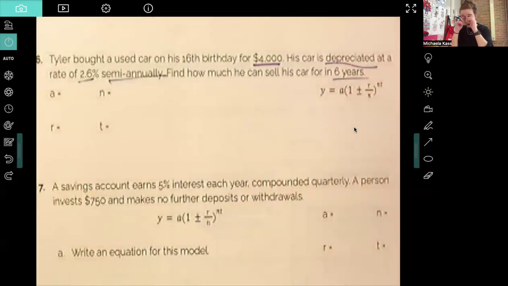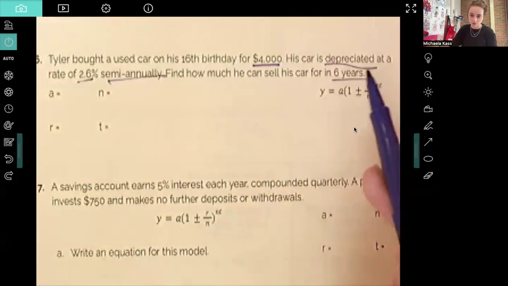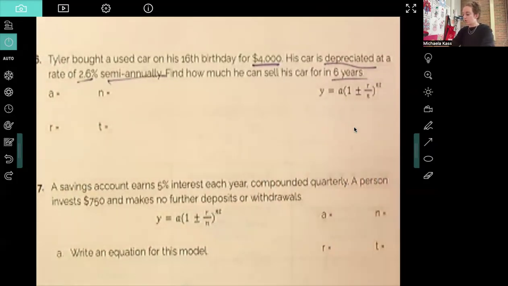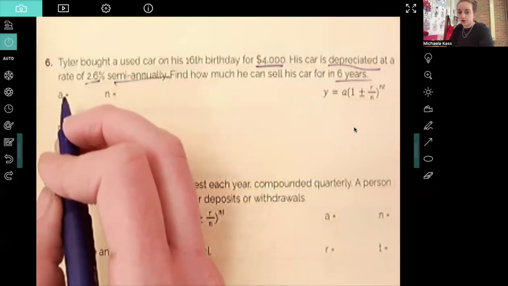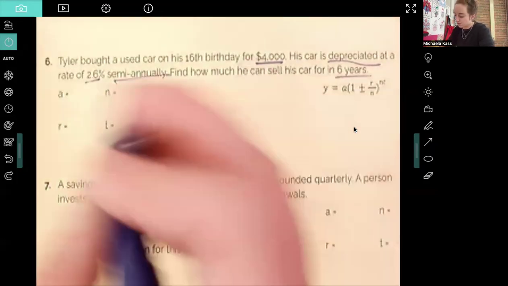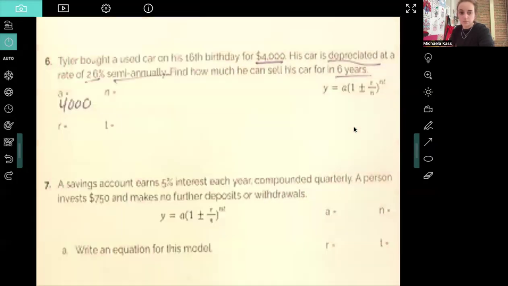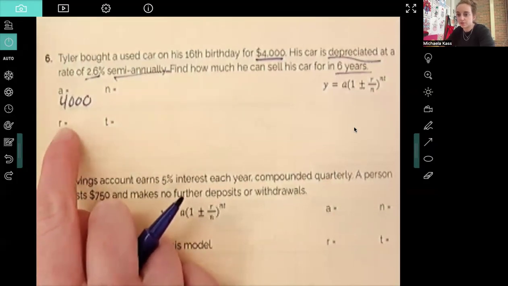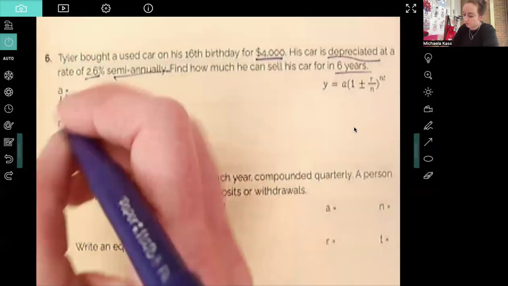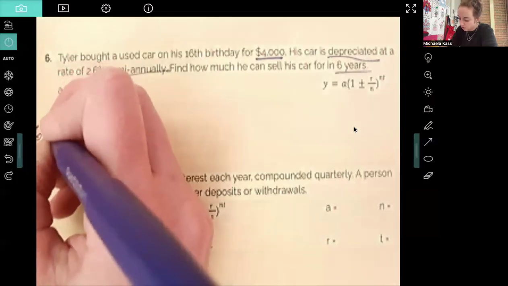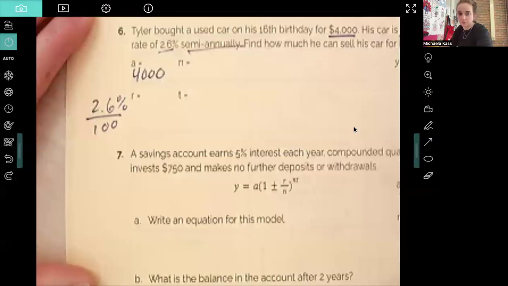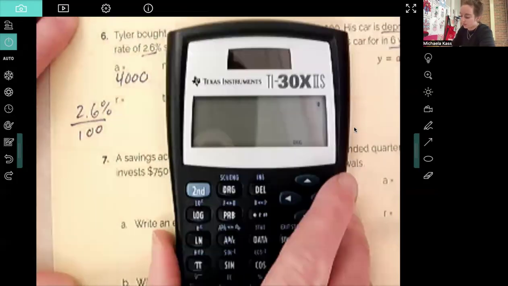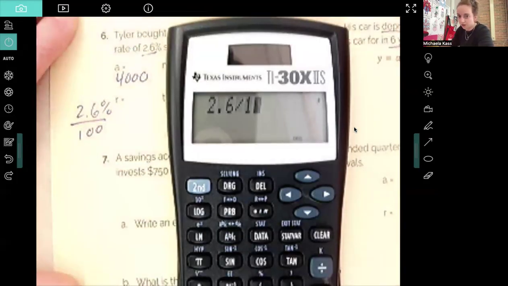So we're going to find out the value of his car and what it's worth in 6 years. And we have this nice compound equation already written for us. So A is our initial. Our initial amount of a car is 4,000. Okay. Our R value, that's the rate, right? We need to figure out what R is. So remember, if I give you a percentage, always divide it by 100. Always. So the percent, we have 2.6. We divide that by 100, we should get 0.026.